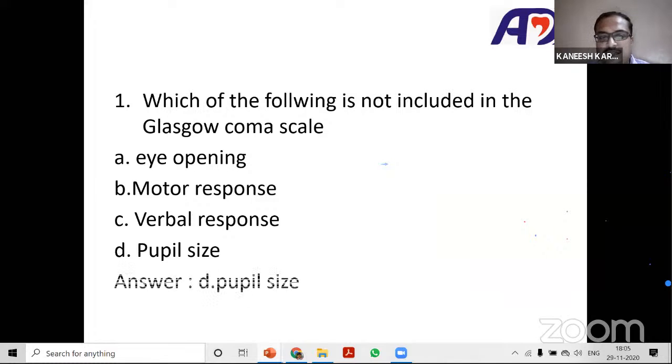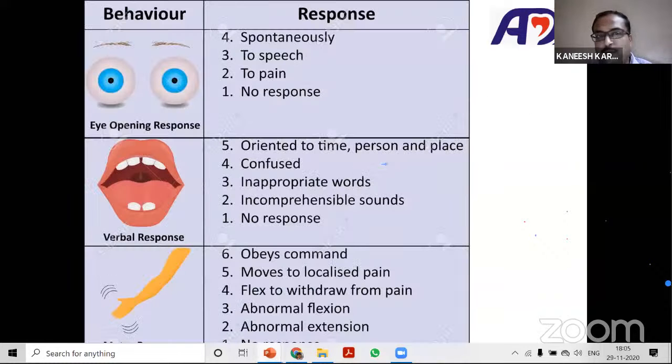Yeah, pupil size. Okay. So this is the Glasgow Coma Scale or GCS. Total score is 15. It is based on the 3 responses: eye opening, verbal response, and motor movement.